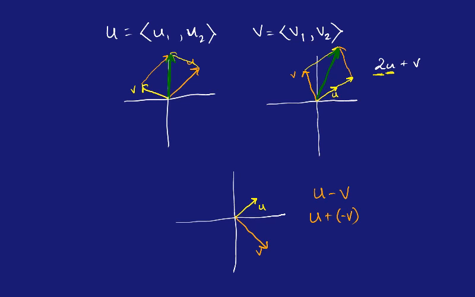If I could draw this in well, it's going to reflect right over the origin, and that would be negative v. So if you want to do u plus negative v, you're going to create your parallelogram with negative v and u, right? So there's my parallelogram forming. And then once again, from the origin to the diagonal, that's going to be our vector.